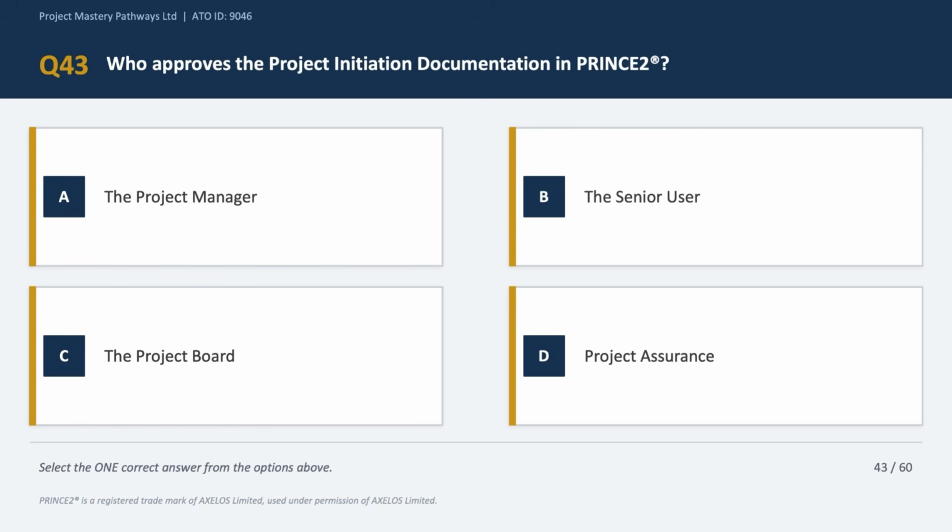Who approves the project initiation documentation in PRINCE2? Now, the project initiation documentation is a very important management product within PRINCE2. It is often described as the contract between the project manager and the project board for delivering the project. Now the $1,000,000 question is, who approves it?